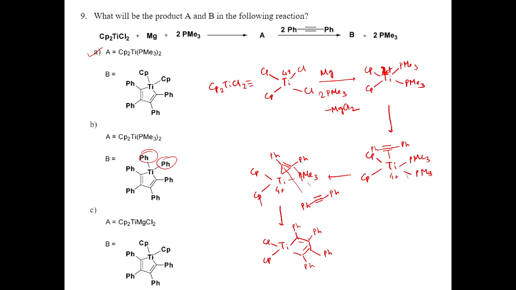Here what is forming, if you write down the formula, is Cp2Ti(PMe3)2. This is option A. And B will be this product.